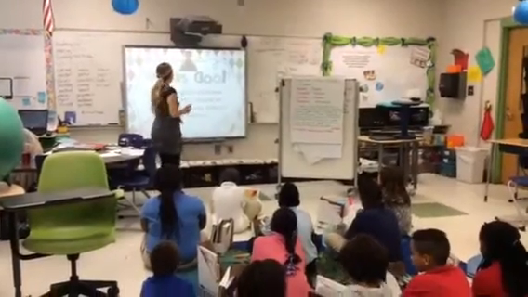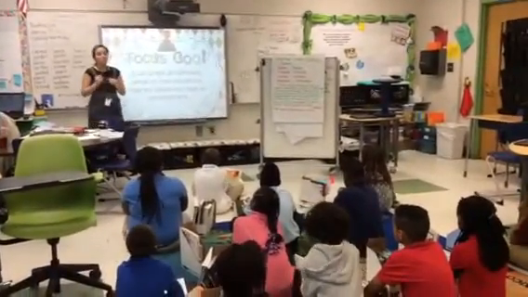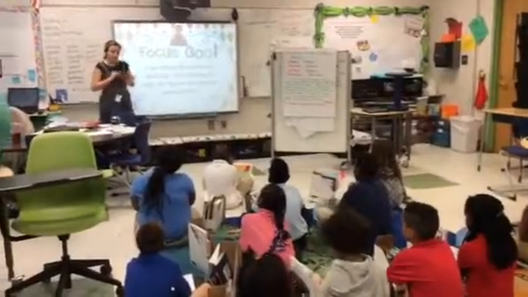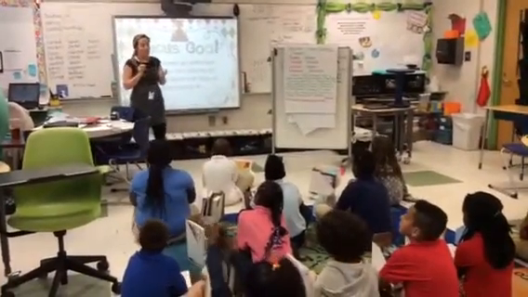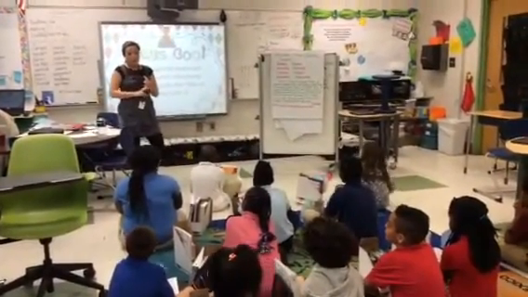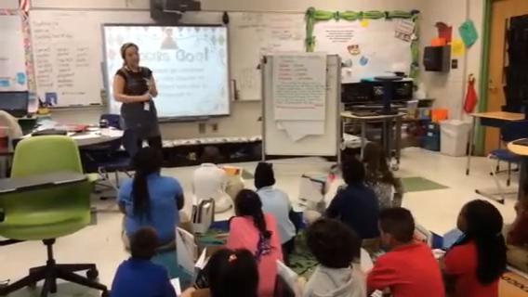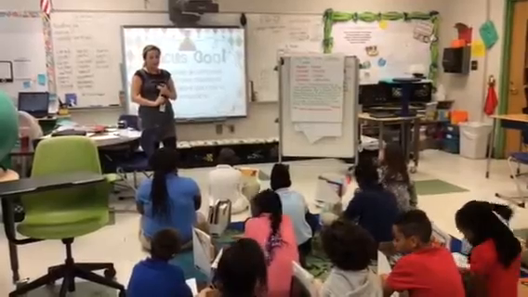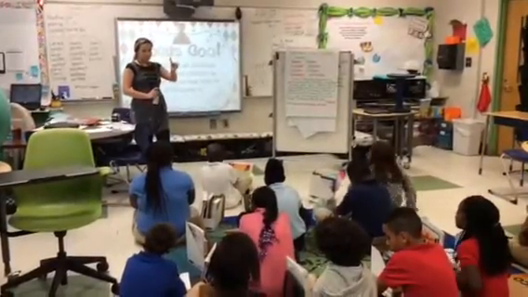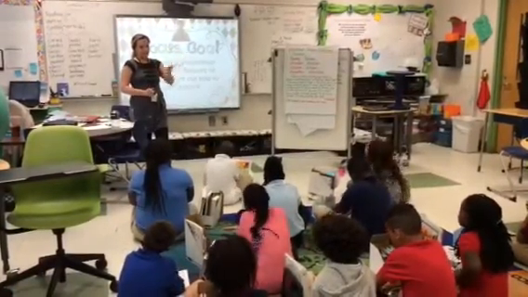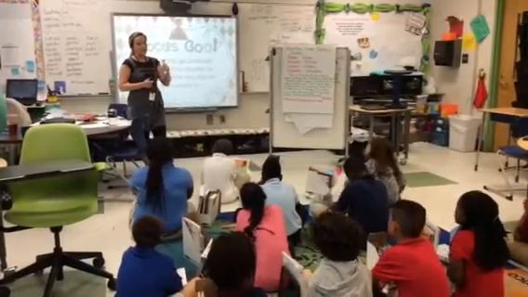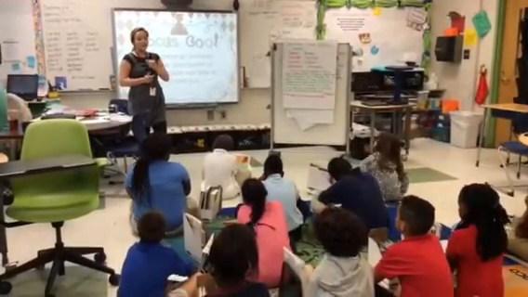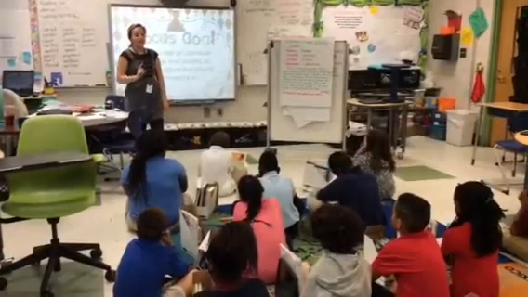Today, if we look at our focus goal, we are going to work on another strategy. We've worked on trying to reread. If it sounds choppy and it doesn't sound right, we have to go back and reread it. We've worked on using our context clues, two things: the picture or the other words around it. And yesterday we worked on reading ahead. So, hey, I don't know that word. Maybe I should keep reading and I'll figure that out.